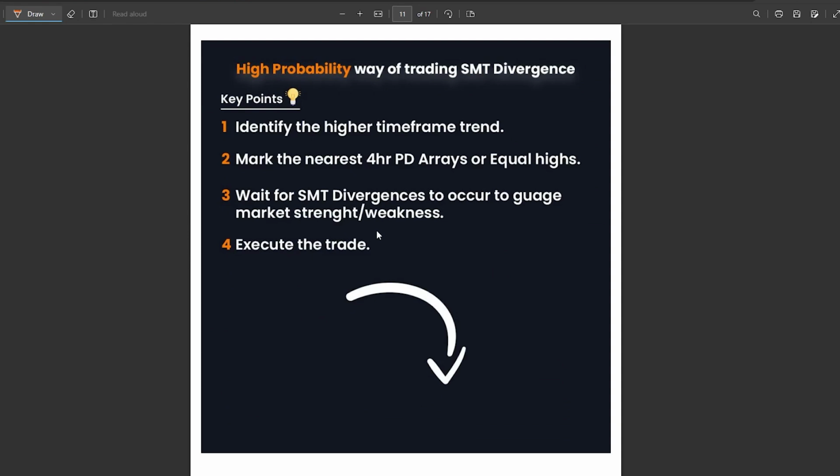Now let's move on to the last topic, that is the high probability way of trading SMT divergences. So I have identified 4 steps to trade SMT divergences in a high probability way. First of all, identify the higher time frame trend, either bearish or bullish. Second step would be to mark the nearest 4-hour PD arrays or equal highs or equal lows. Thirdly, wait for SMT divergences to occur and to gauge the market strength or weakness. Fourth step would be to execute the trade. Let's look at an example.